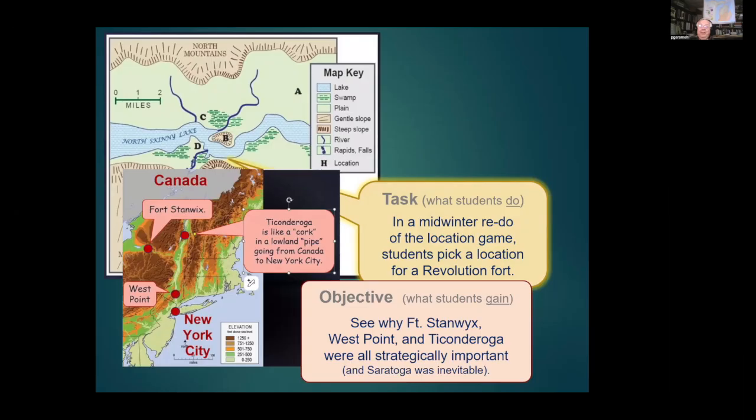What they see out of this is how Fort Stanwix, West Point, and Ticonderoga were all strategically important. They were like corks in the pipe that came south from Canada, north from New York City, or east from the Great Lakes. And when a battle was fought at each one of those locations, basically the Battle of Saratoga was inevitable, that the British were going to lose that battle because they'd already lost three other ones that were kind of important.